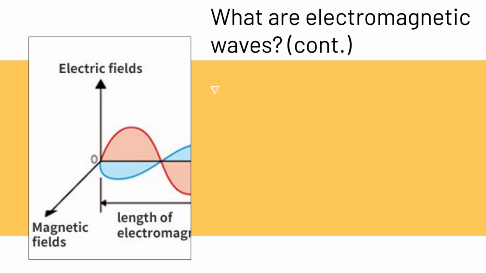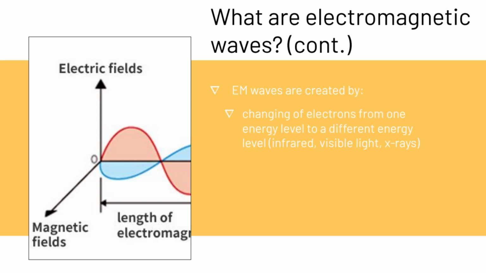Okay, so a little bit of continuation as to what are electromagnetic waves. EM waves are created by the changing of electrons from one energy level to a different energy level. This is for infrared, visible light, X-rays. So all the types of light besides the most high energy light are created by electrons moving from one energy level to a different energy level.